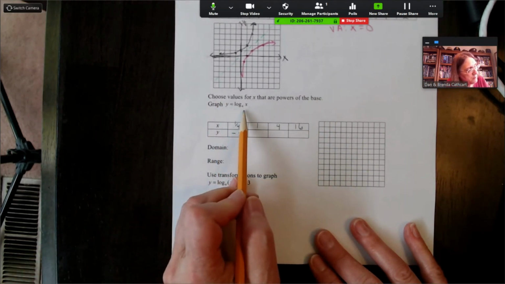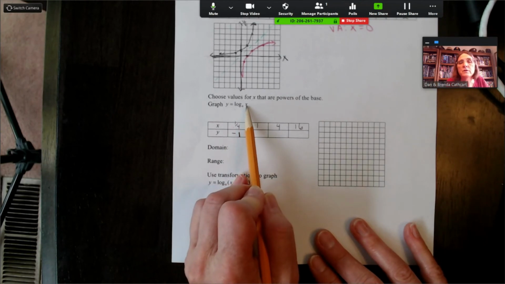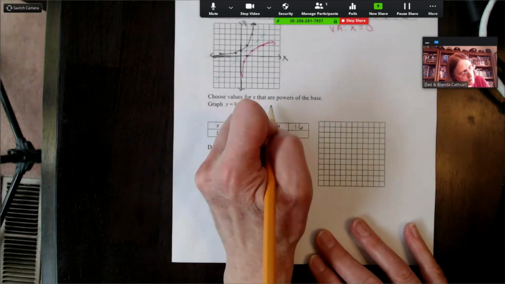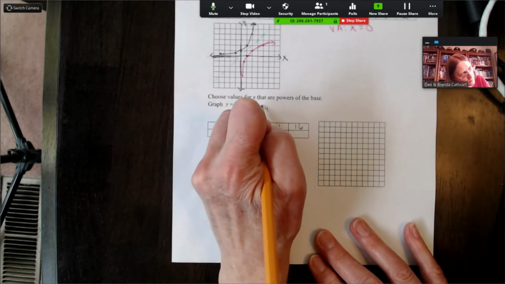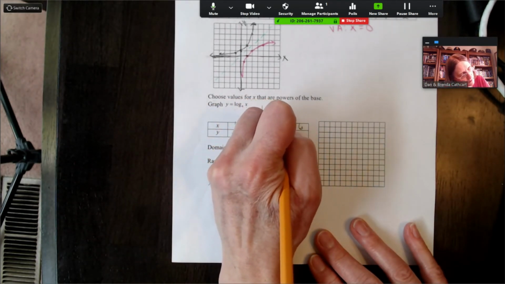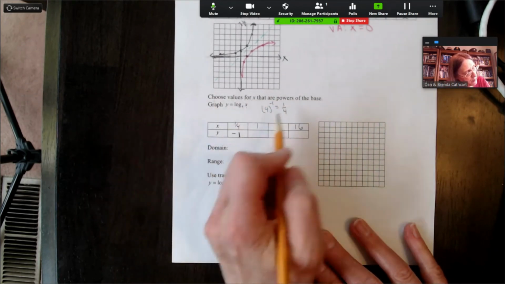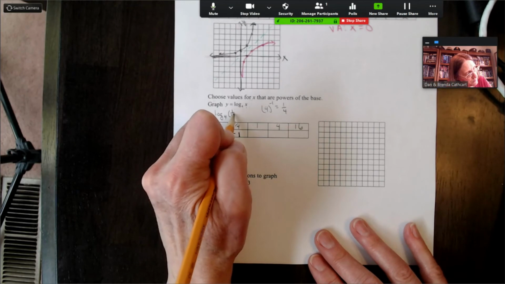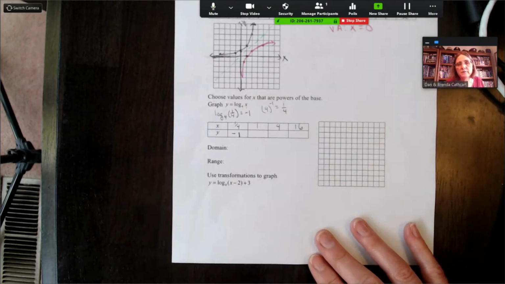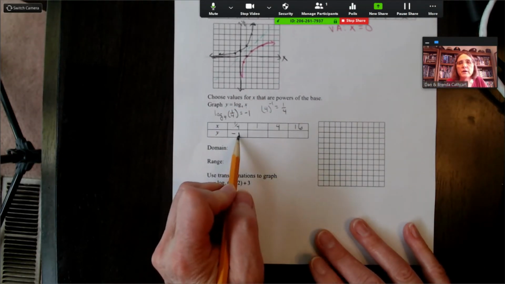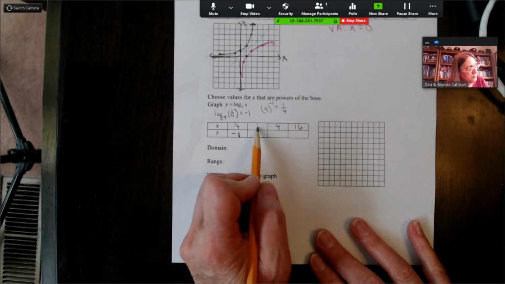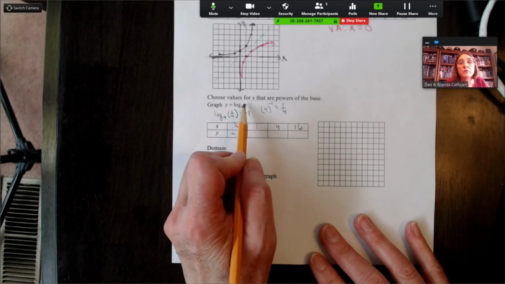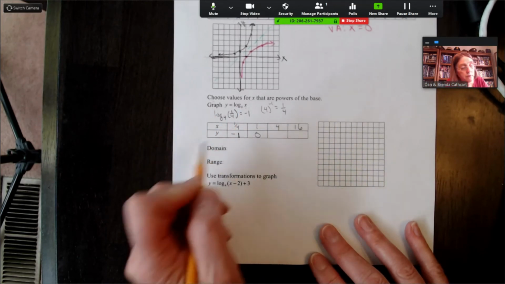This is log base 4 of 1/4. We get that with a power of exponent negative 1. Okay, so we have 4 to the negative 1 is 1/4. So we know that log base 4 of 1/4 is negative 1. That's how we got negative 1 here. Okay, we're going to do the same thing here. When we have 1, we have to think 4 to what power is 1, and that's going to be 0.